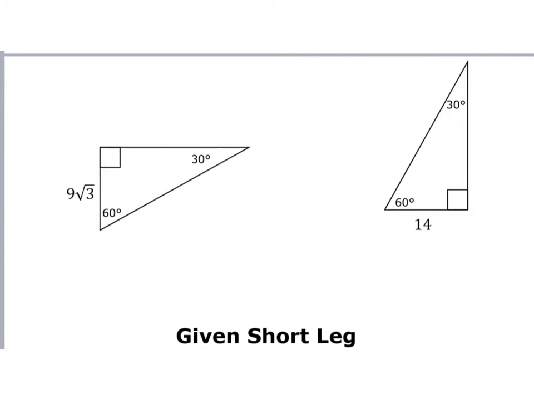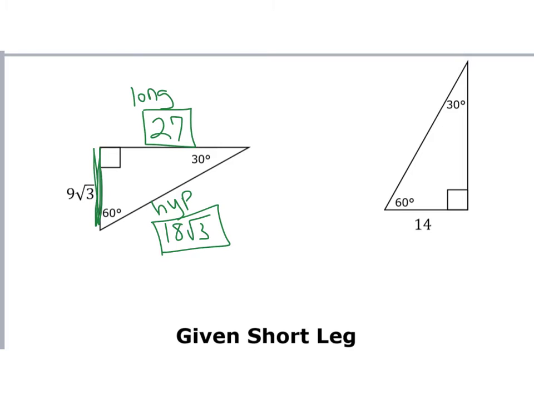All right, the next one, my short leg is 9 square roots of 3. What's my long leg? 27. What's my hypotenuse? 18 radical 3, or 18 square roots of 3.